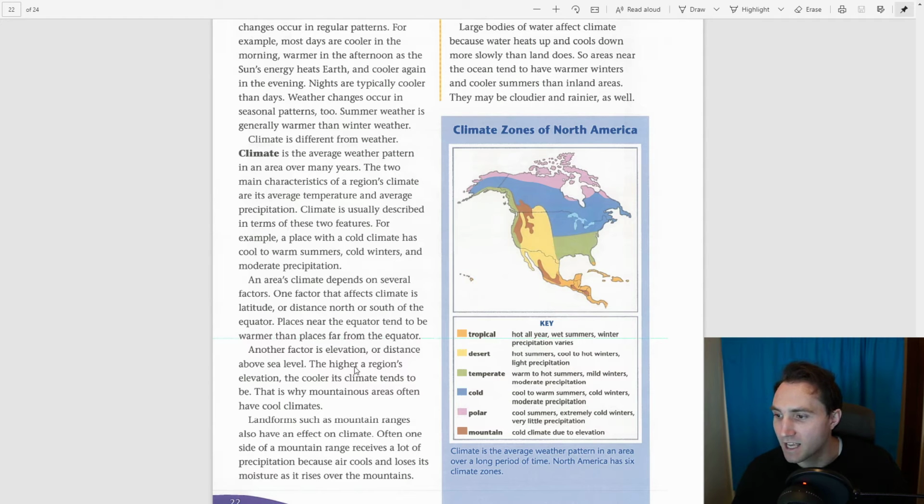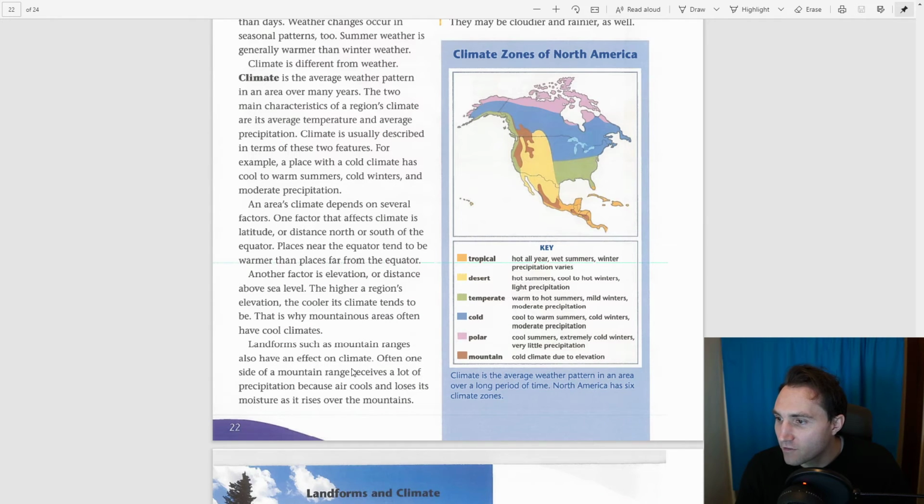Another factor is elevation, a distance above sea level, right? We're about over 5,000 feet above sea level. That's our elevation here in Gallup. The higher a region's elevation, the cooler its climate tends to be. That is why mountainous areas often have cool climates.